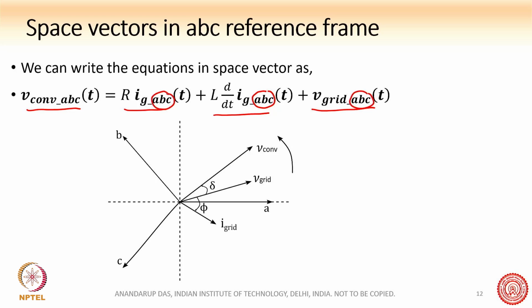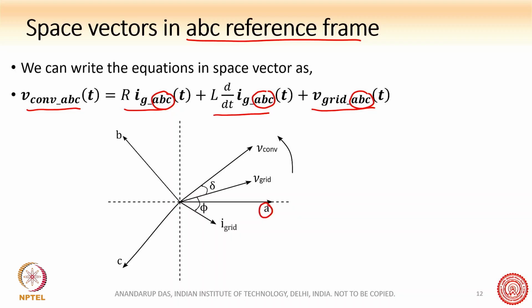Remember, if you can recall the previous discussion on space vectors, they can be defined in several reference frames. Now we are talking about the ABC reference frame, but space vectors can be defined in the alpha beta reference frame. It can also be defined in the DQ reference frame. Depending on which reference frame, the expression for the space vector will change. Some e to the power j theta angle will start to come. We will see that happen in this case also. But presently we are defining the space vectors with respect to the ABC reference frame.